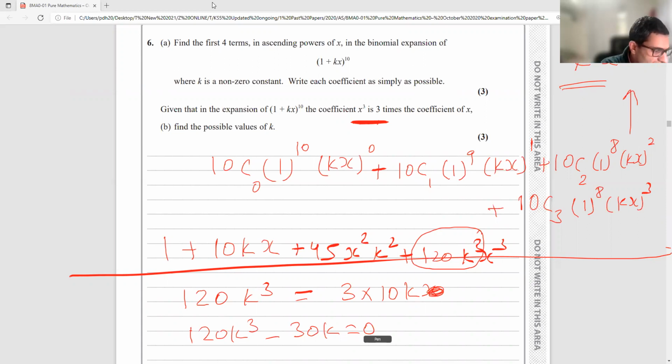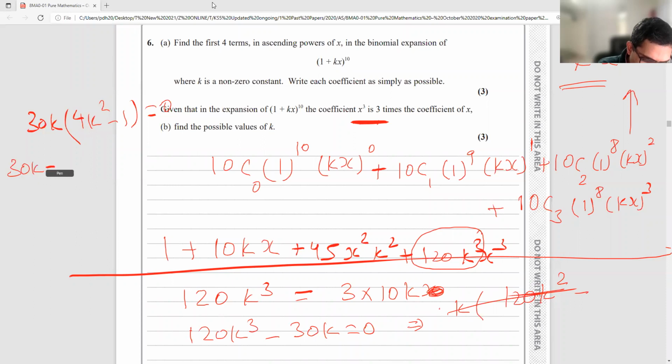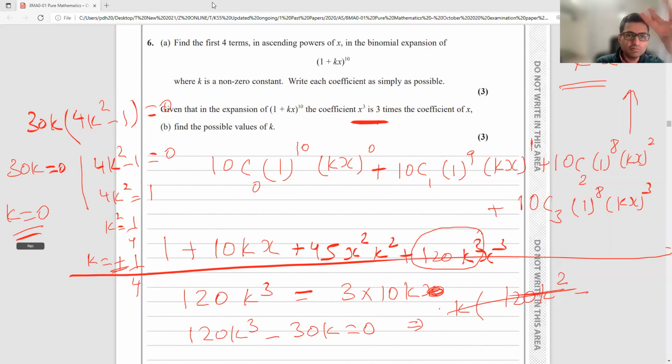Right, 120, and then we know how we simplify it. We don't simplify it by just dividing by k, rather we take k as a common factor. We are left with 120k square minus, or you can take 30k. I do 30k maybe. I take 30k as a common factor. We are left with 4k square minus 1 equal to 0. So 30k equal to 0, or 4k square minus 1 equal to 0. We got 4k square equal to 1, k square equal to 1 over 4, or k equals plus minus 1 over 4, or we got k equal to 0. So we get 3 values for k: 0, plus 1 quarter, minus 1 quarter.